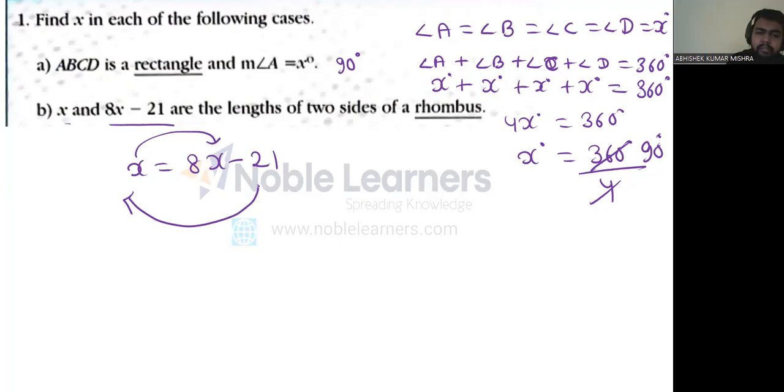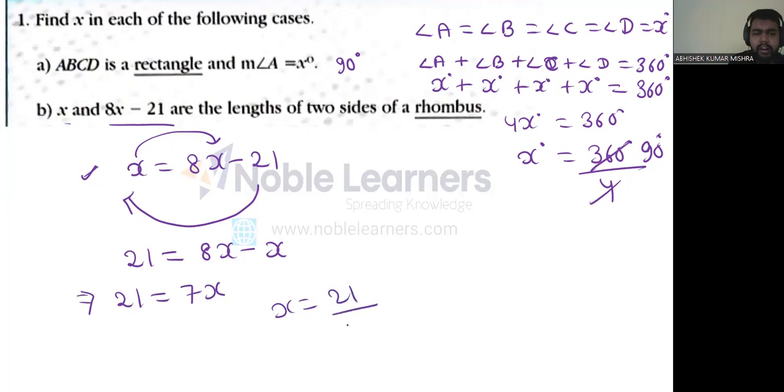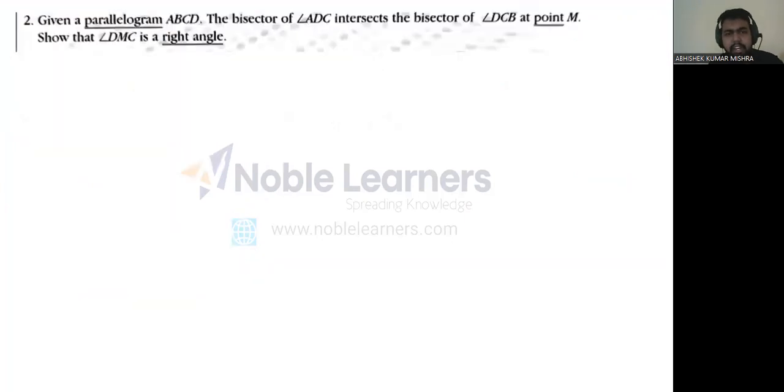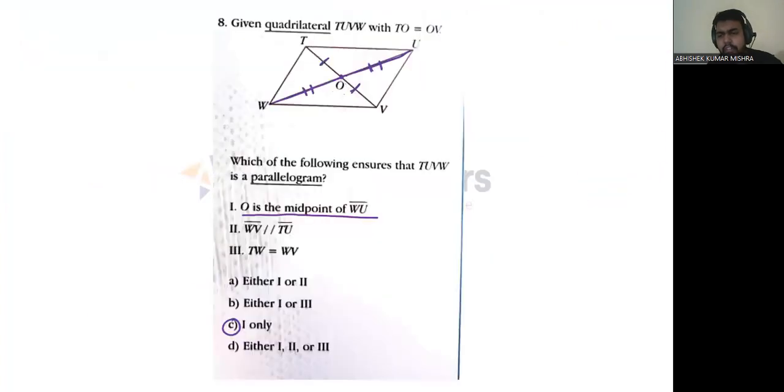So when negative 21 comes to this side, it becomes just 21. And when this x goes to the side of 8x, it becomes negative x, right? Because positive becomes negative and negative becomes positive. So 21 is equal to 7x and x would be equal to 21 upon 7, and that's my answer. 3 is my answer. That is the side of the rhombus. All the sides in a rhombus are equal to each other. The other questions we are going to solve in another lecture.